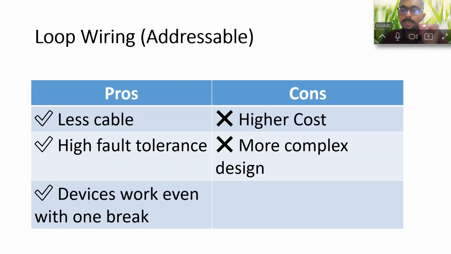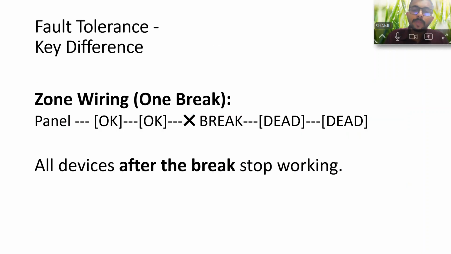The disadvantage is that it is higher cost. That is the addressable devices and the control panel. It's expensive when compared to the conventional system, because it's not only the devices. There are so many things involved, like the addressing, all the protocols, all the software, and all the hardware which is needed to communicate with the devices for the protocol. And the design is more complex when compared to the conventional system. So this is about the loop wiring.